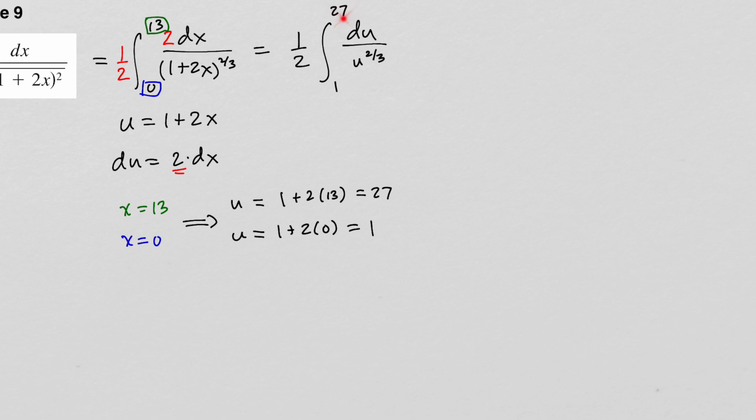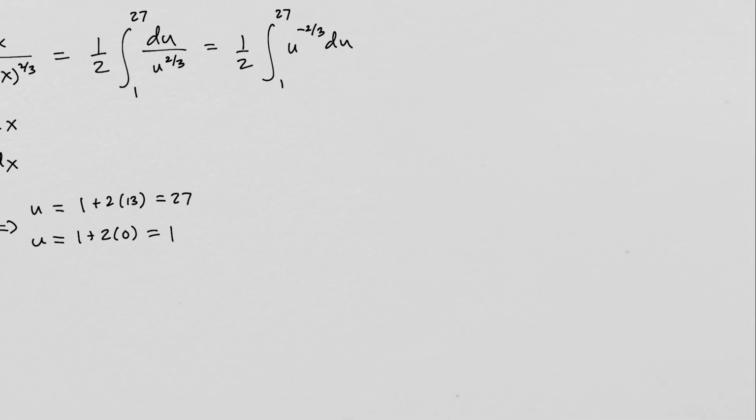Now, once I convert the limits to new values, I don't ever have to go back to my old variable again. So now I'm just going to calculate the antiderivative. Keep in mind, you cannot use the power rule unless your variable is in the numerator. So we need to rewrite u to the 2/3 in the bottom as u to the negative 2/3. And now from here, I can say this is 1/2 times u to the negative 2/3 plus 1 divided by negative 2/3 plus 1. And this is going to be evaluated from 1 to 27.